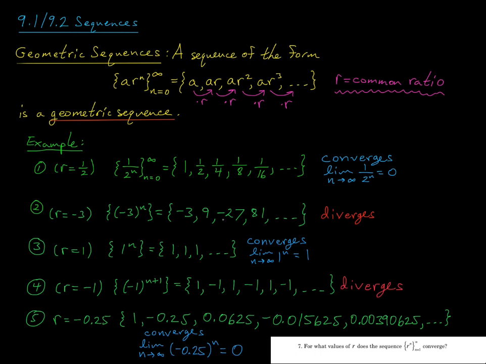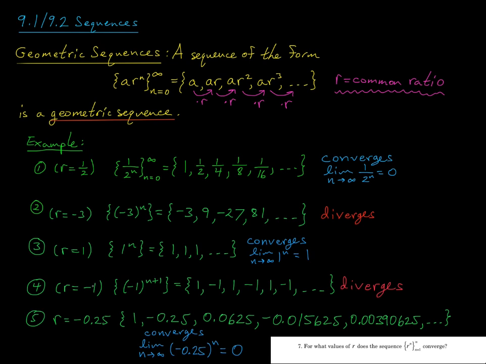The next example is a divergent sequence. Here you see there's the sign alternation, but also the magnitude of the terms becomes infinitely large. In particular, this sequence is not approaching any one specific value, and so the sequence diverges. In the third example, when R is 1, this is just a constant sequence, so it certainly converges and has a limit of 1.